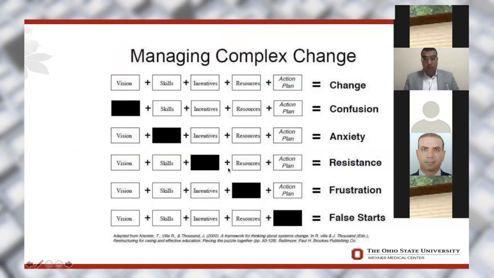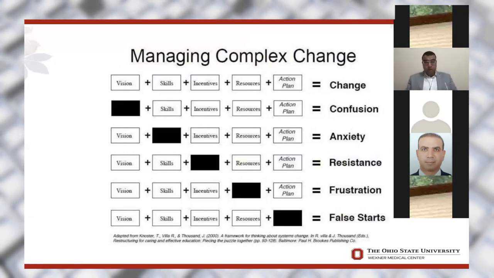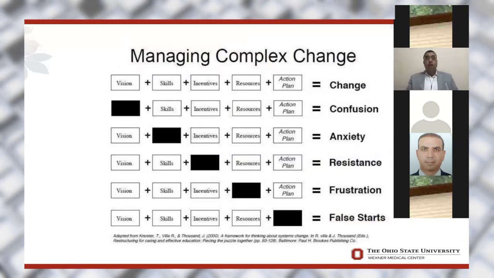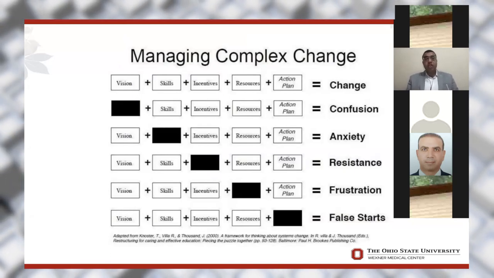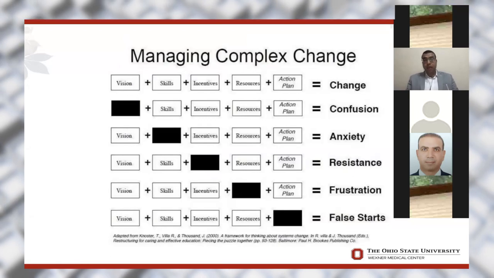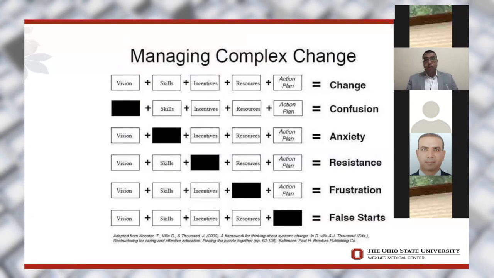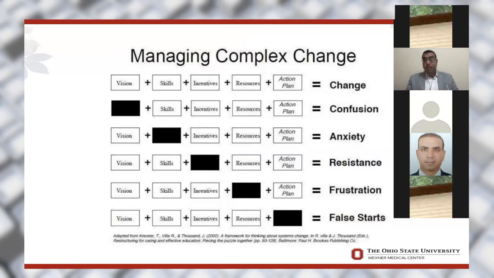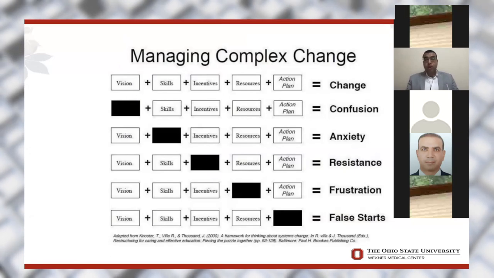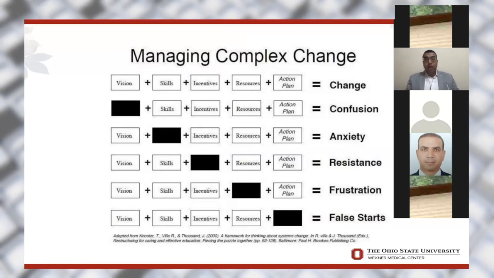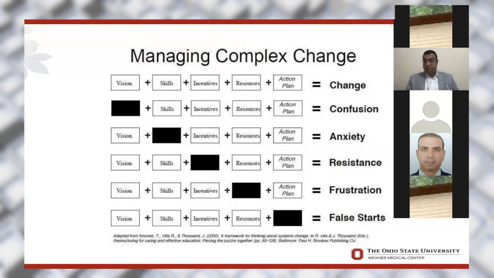This is a nice framework for how to make a change in your career or, generally, in your life. To make a change, you should have a vision, skills, incentives, resources, and an action plan. If you have no vision, you get confused. If you have no skills, you get anxious. If there are no incentives, you will suffer from resistance. If there are no resources, as in some developing countries, you will get frustrated. Finally, if you have no plan, there's going to be a false start.